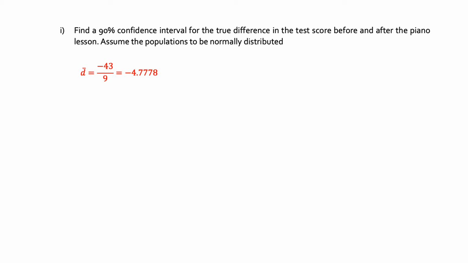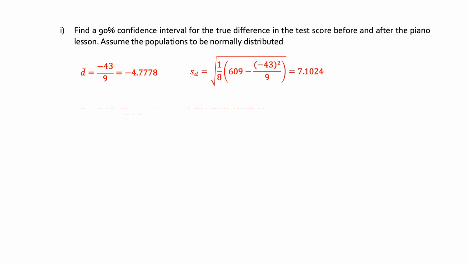So we get negative 4.7778. And then find the standard deviation for the difference. The formula is square root of 1 over N minus 1, summation of D square minus summation of D, squared, over N. So we get 7.1024.